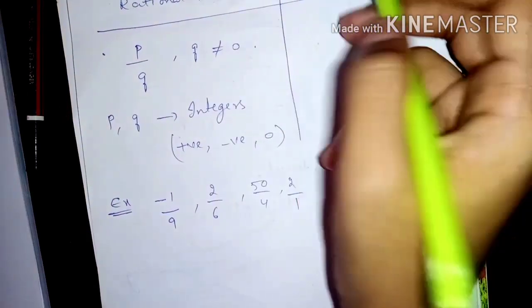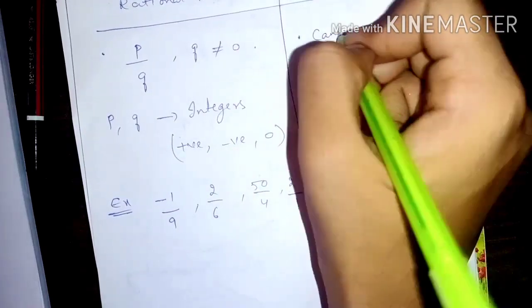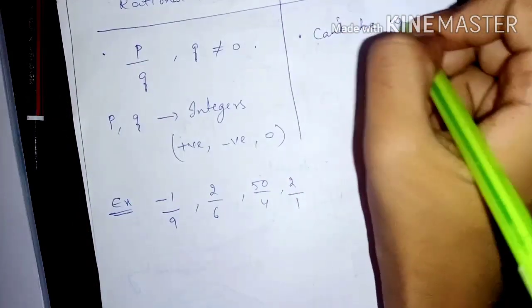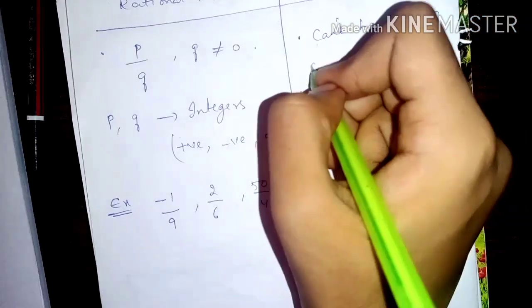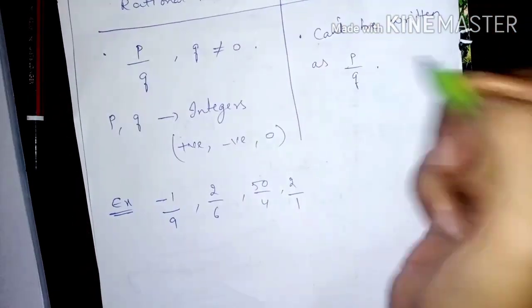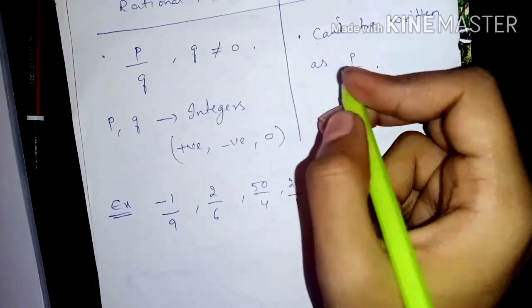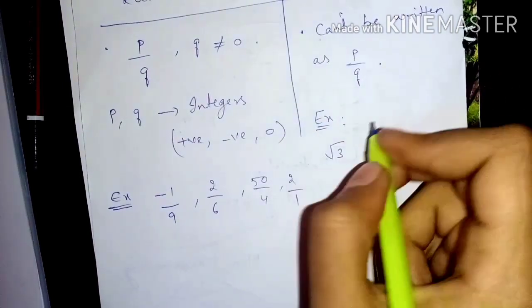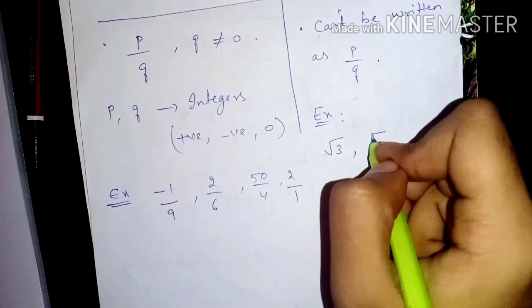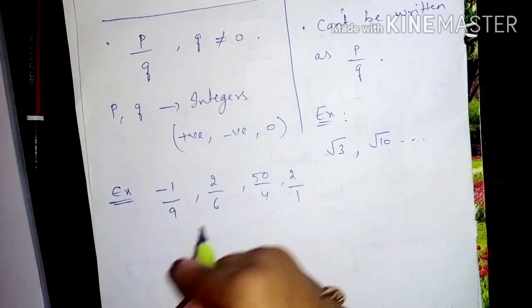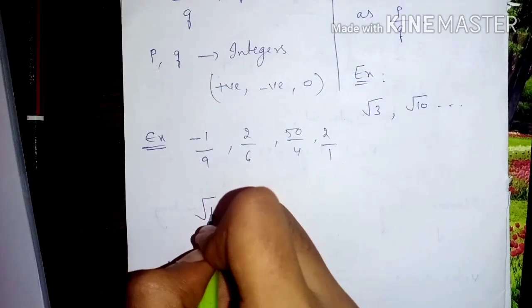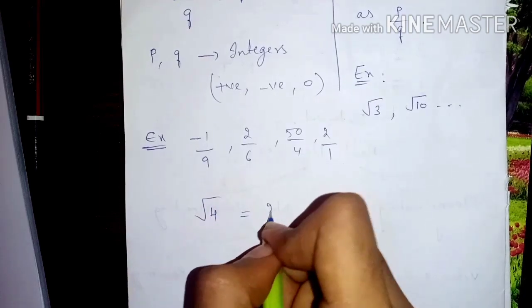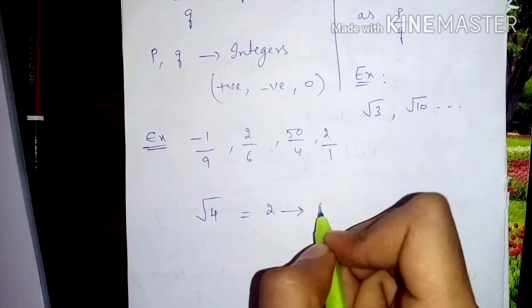Coming to irrational numbers, these cannot be written in the form of p by q. So these are called irrational numbers. Examples of these numbers could be root 3. Root 3 is an irrational number, as are root 10 and other root numbers. But suppose I take root 4. Root 4's value is 2. 2 is a rational number.